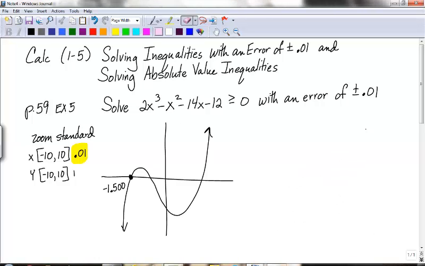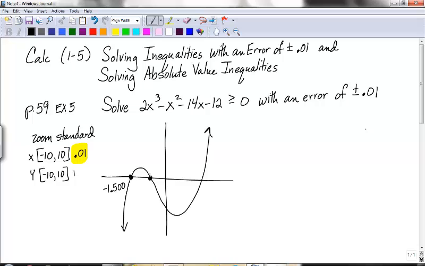Now you've got to find this one. One thing we could have done: go back to Zoom, go back and start Zoom 6. We have to change the window back, the x scale, back to 0.01, and you should get something like this.